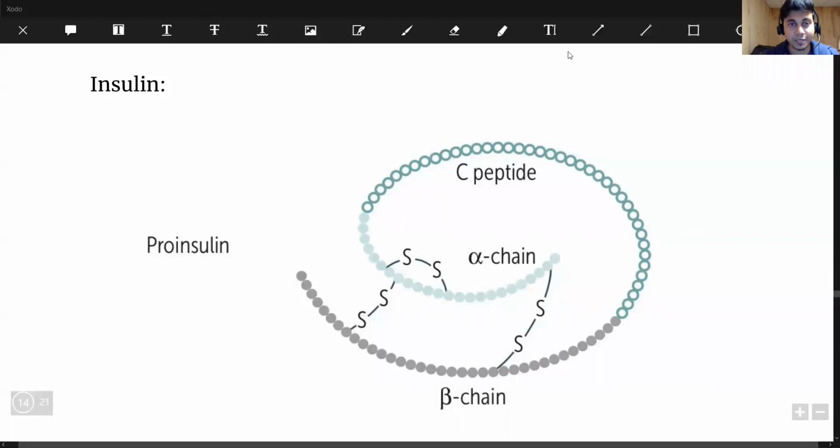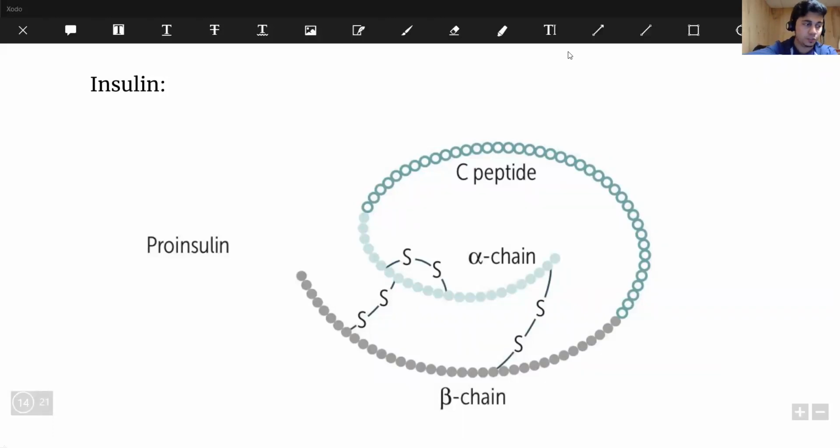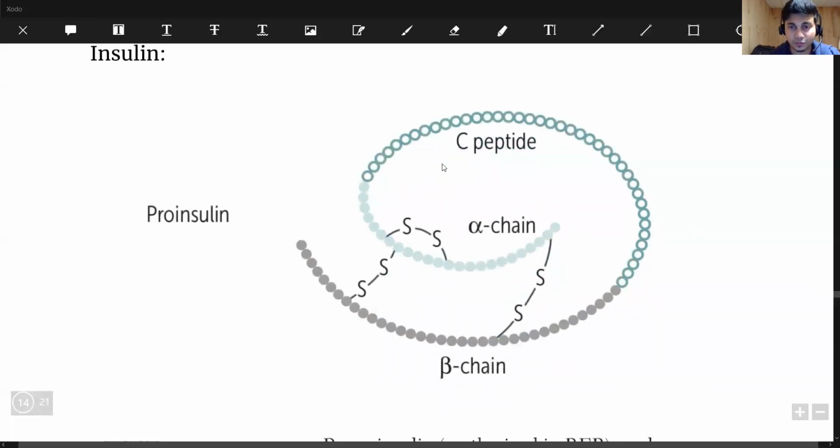And let's begin. The first thing that is important, the important hormone of our body, the insulin, and the structure of the insulin that is shown here. Now, as you can see, this insulin consists of two chains. One is the alpha chain, one is the beta chain, and it's a peptide hormone. And as you see, these chains are joined together by some disulfide bonds.